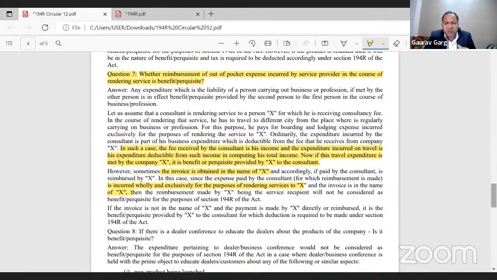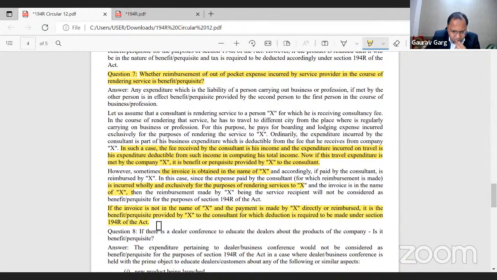Any question on reimbursement? Gaurav bhai, there was one small thing in the last para: if the invoice is not in the name of X, meaning the company, and the payment is made by the company directly or as reimbursement, it is the benefit or perquisite provided by X to the consultant for which deduction is required to be made under section 194R. Meaning, if the company has also booked directly, like a ticket, naturally the ticket will come in the consultant's name, it will not come in the company's name, so what will the position be?